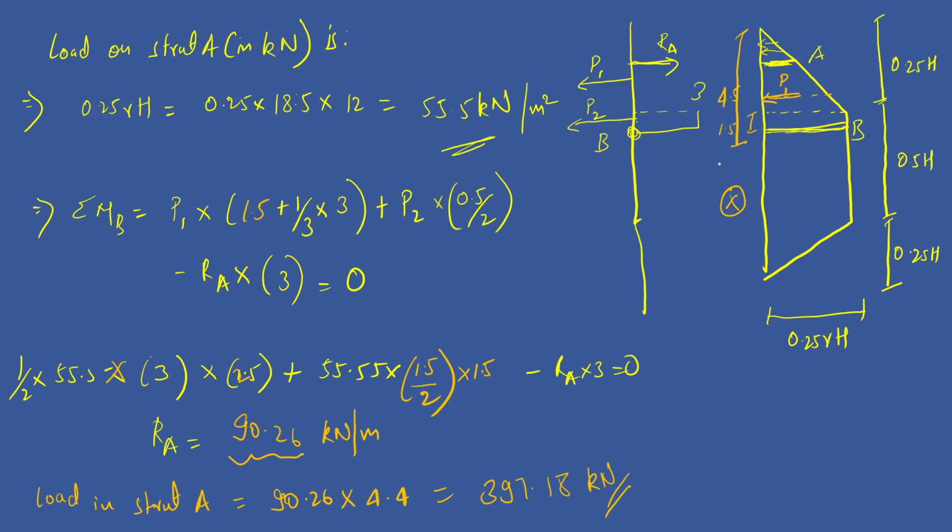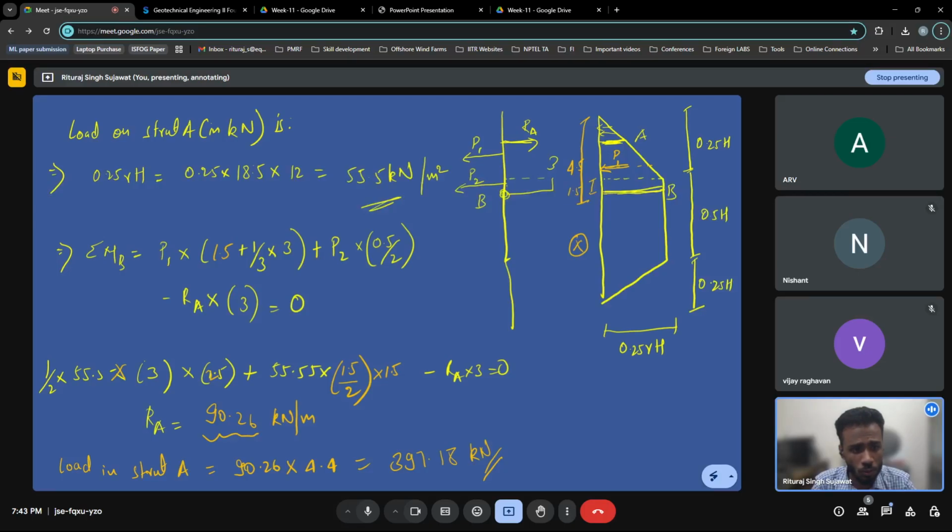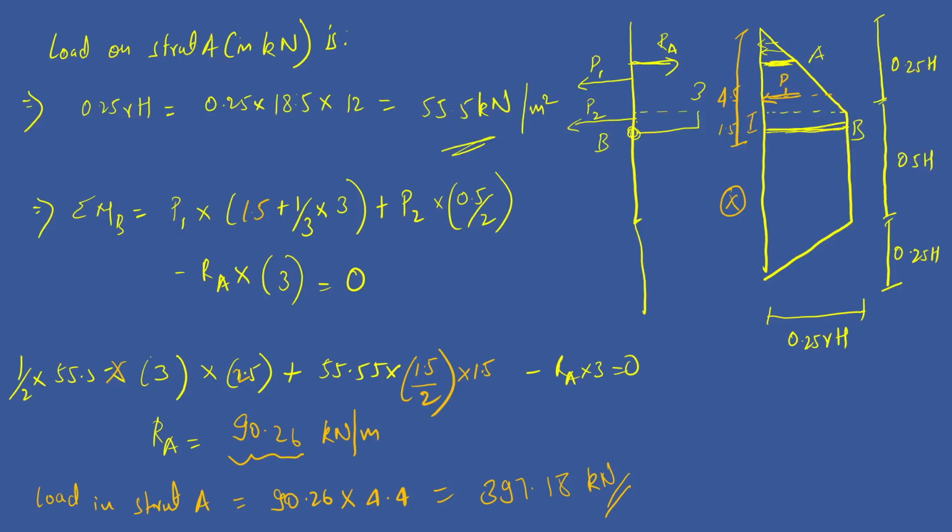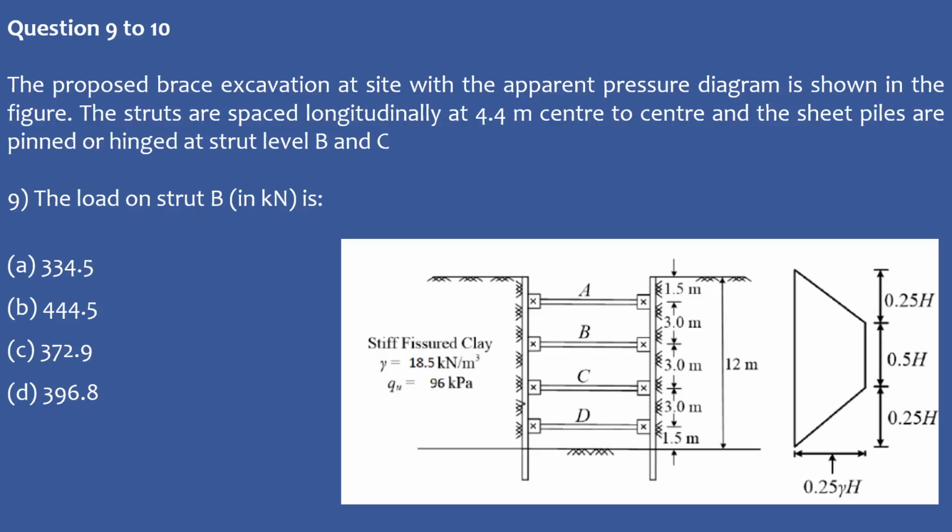We have made so many mistakes in between, but this is the final simplified picture. So there's nothing like rocket science in that. If you have any doubt, please feel free to ask, and if not, let's move to our next question. This is question number 10. I have written 9. Similarly, you need to calculate how much is the load available in strut B in kilonewton per meter.